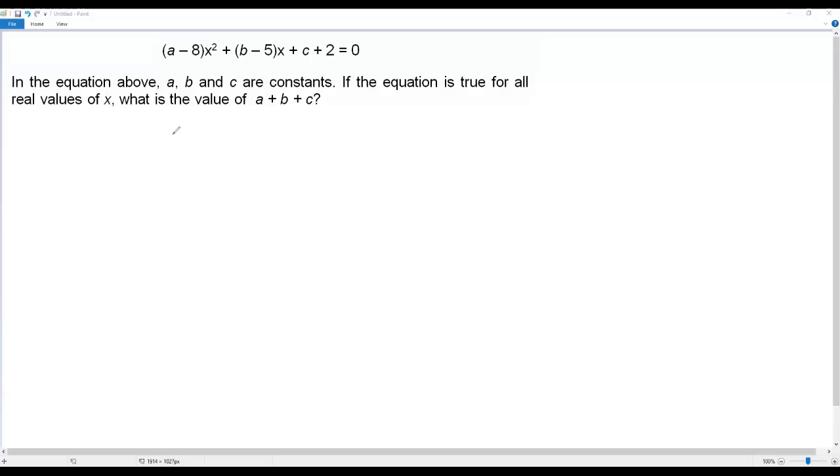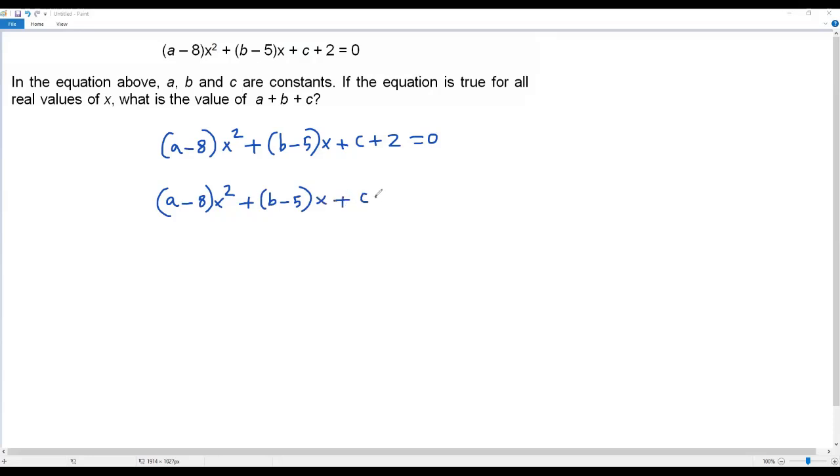Okay, first let me write the given equation as it is. That is (a − 8)x² + (b − 5)x + (c + 2) = 0. Okay, here on the right side of this equation we have 0. Now what I am going to do is write a quadratic expression which is equivalent to 0, so that I can compare the quadratic expression we have on the left side and the quadratic expression we are going to have on the right side instead of 0, and we can get the values of the constants a, b and c. Okay, now let me write the stuff on the left side as it is. It is (a − 8)x² + (b − 5)x + (c + 2).